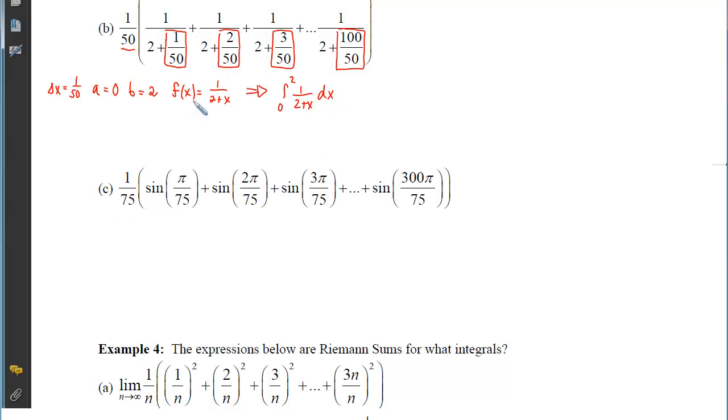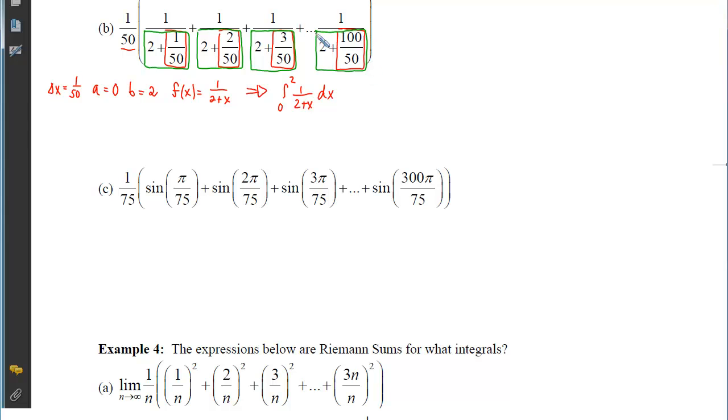Now, what if I chose not to box that particular thing? What if I wanted to box the entire denominator? That's a viable input because if I add 1/50th to this, I get the next input. And if I add 1/50th to that, I get the next input. If I continue adding until the end, I will get my final input.